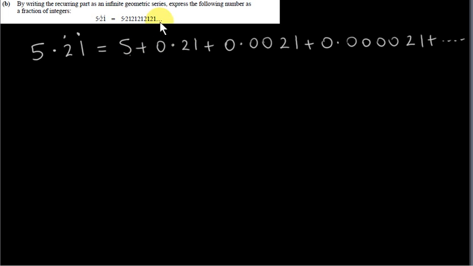If we want this number to 4 decimal places, we would take the first 3 terms, 5 plus 0.21 plus 0.0021. To 6 decimal places, we would take the first 4 terms, and so on. So the pattern is pretty clear here. We're adding in an extra 2 decimal places each time. So how do we do that? Well, we take this number and multiply it by 0.01, or if you like, 1 over 100.